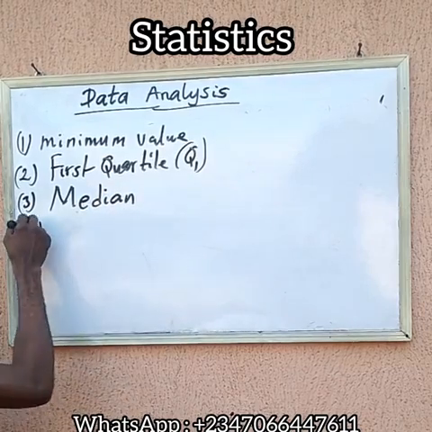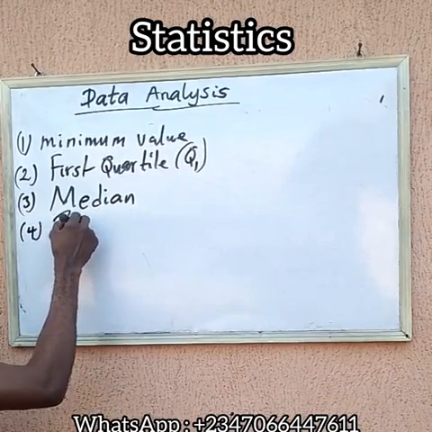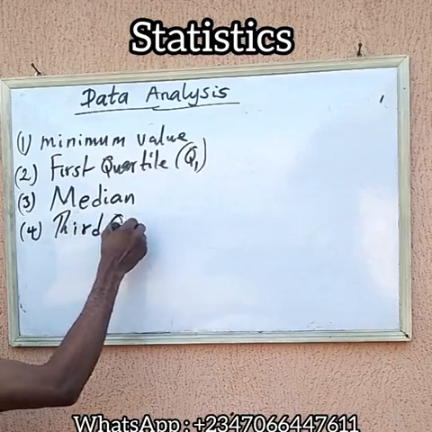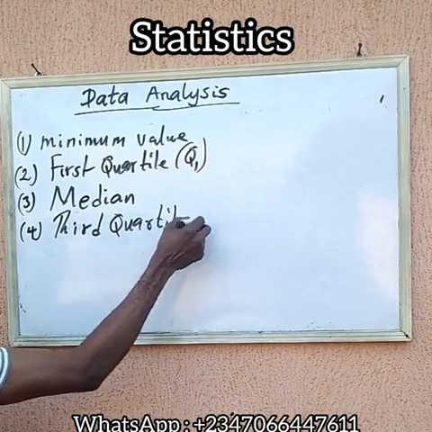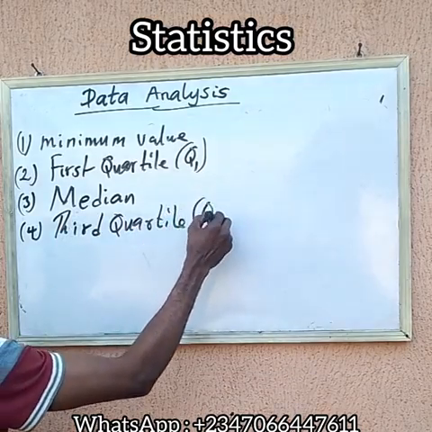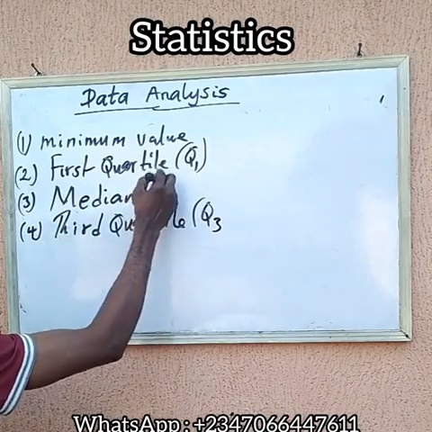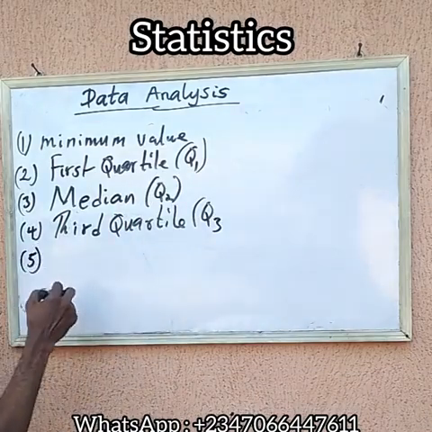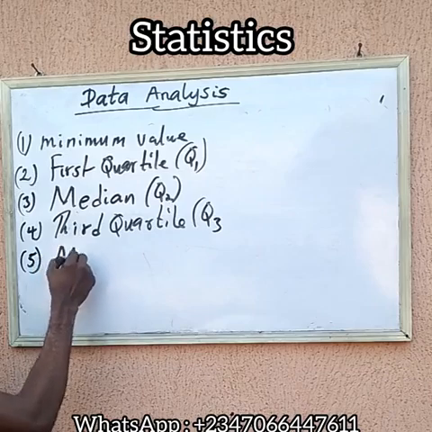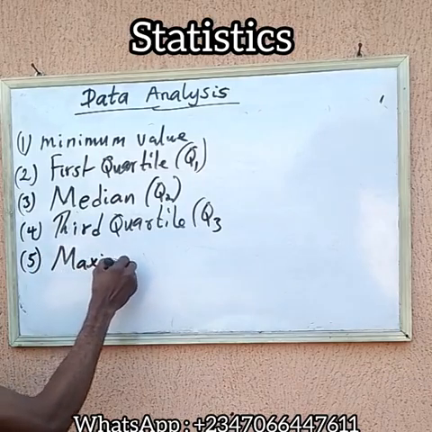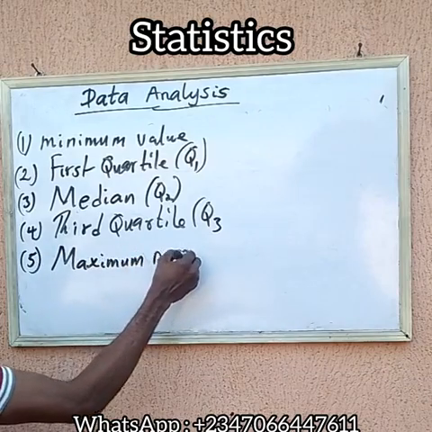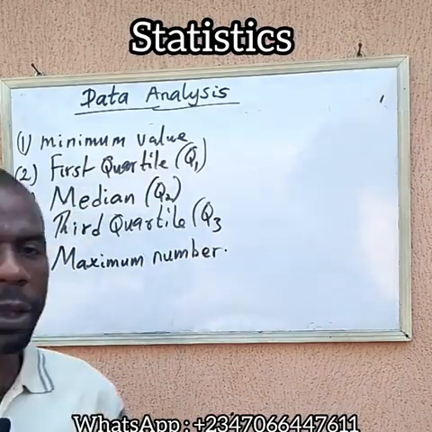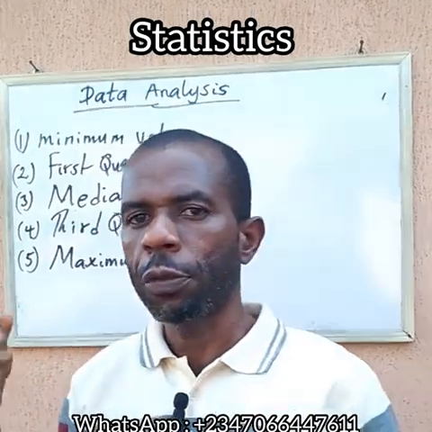Then the fourth one is the third quarter, which we call Q3. Then the median is the what? Q2. Okay. While the fifth one we are going to look at is the maximum number. So these are the 5 numbers that we are going to bring out from the distribution.